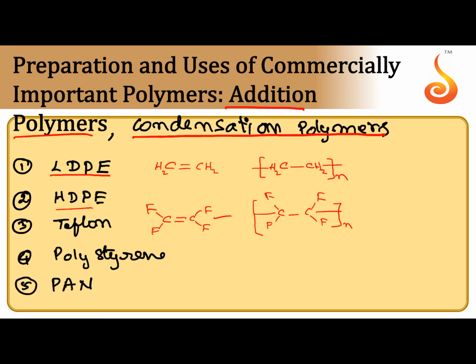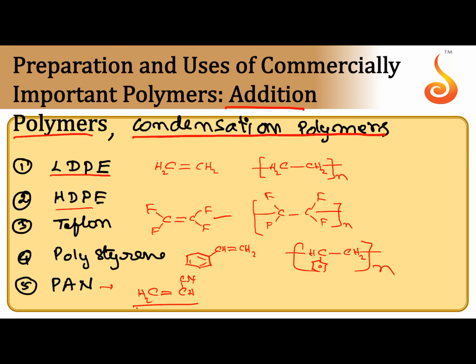Polystyrene: a number of styrene molecules undergo polymerization to give polystyrene. So you should know what styrene is. Phenylethene is called styrene. So how to write the repeating unit? You break the pi bond and show two bonds, CH taking the phenyl group. That's all. This is the repeating unit. Same thing, polyacrylonitrile, vinyl cyanide.